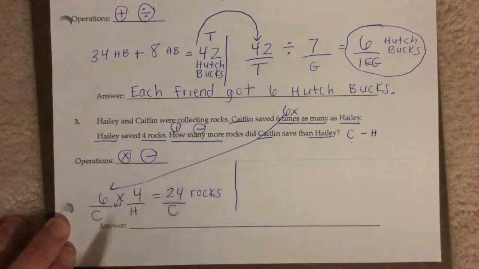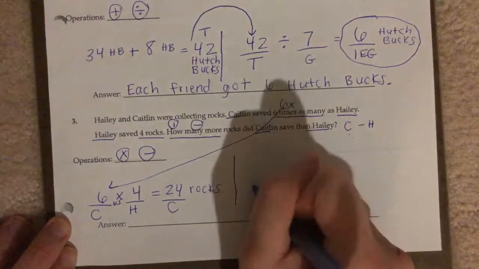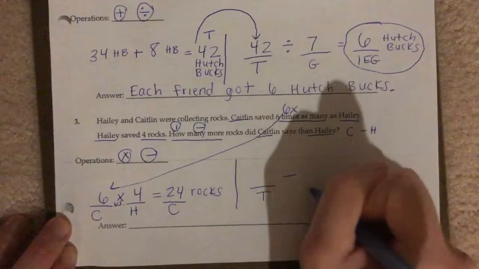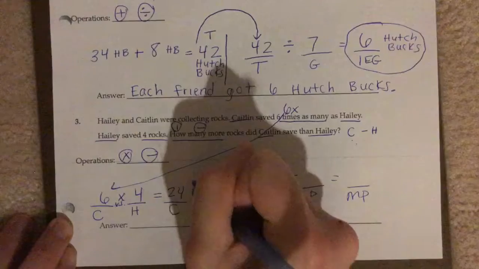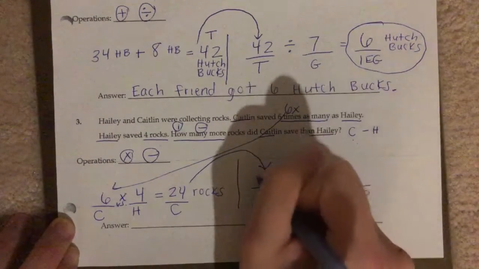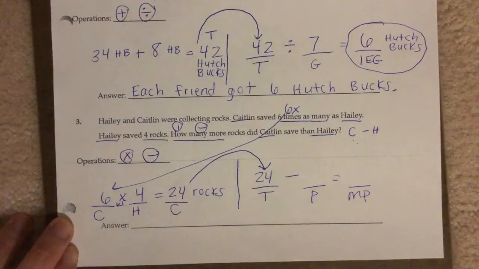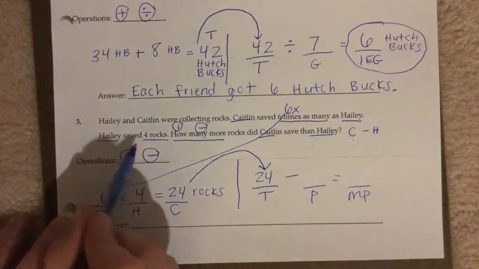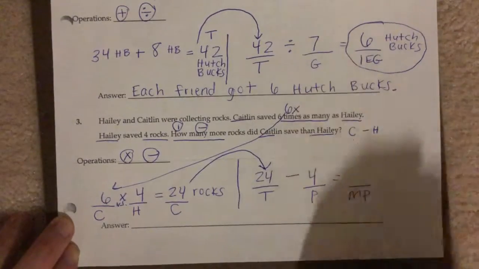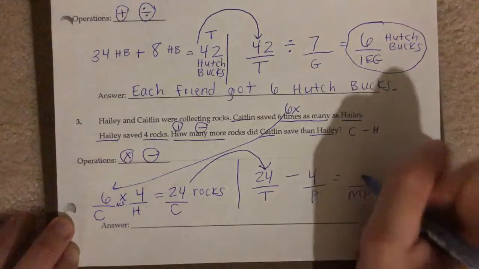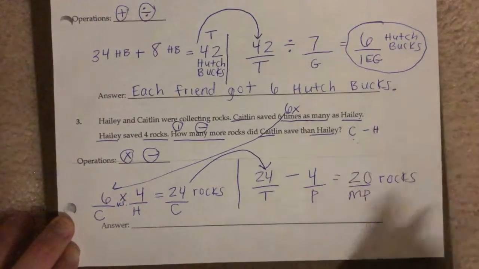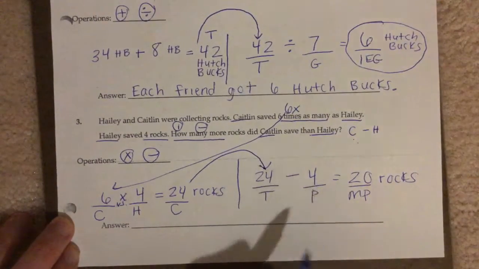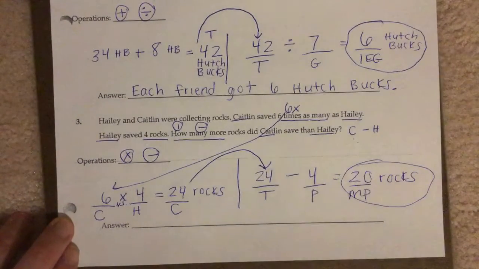Now this is not my final answer because I need to subtract Caitlin minus Haley. So I have a real number for Caitlin now. I solved that it's 24. So subtraction is set up total minus part equals missing part. So Caitlin's total number of rocks is 24 that I got from my other problem, minus the part I know, that's how many rocks Haley had, which is 4. 24 minus 4 is going to equal 20. Make sure you label it 20 rocks. That's my answer to Caitlin minus Haley. So I'm going to circle it for my final answer.